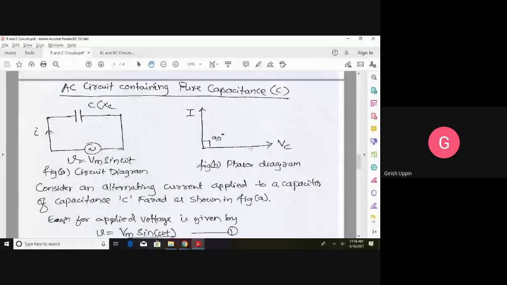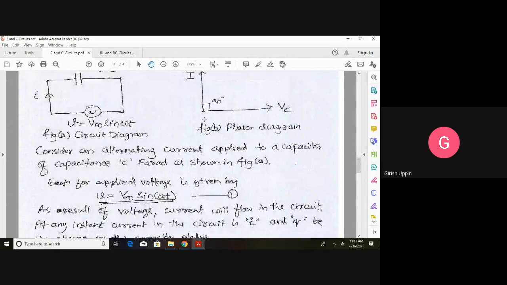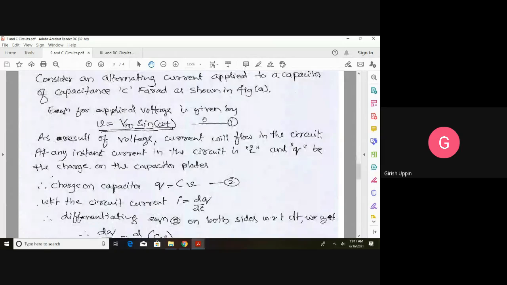So in case of a pure resistance, voltage and current are in phase, or the angle between them is 0. In case of a pure inductance, the angle between the voltage and current is 90 degrees, but current lags the voltage by 90 degrees. In case of a pure capacitance, the angle between the voltage and current is 90 degrees, and current leads the voltage by 90 degrees. Now we will see what is the capacitive reactance.